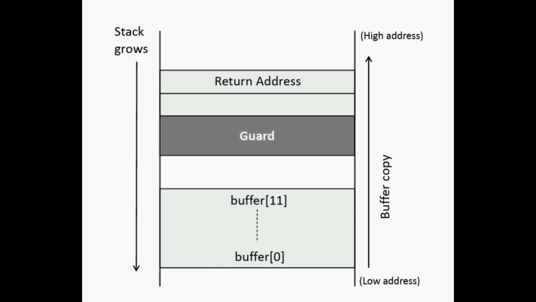Let's see how stack guard works. When the function executes, stack guard checks if the canary value, that means guard, is intact before returning. If a buffer overflow occurs, the canary will be overwritten and stack guard will detect the change. If the canary is modified, the program terminates execution, preventing an attacker from hijacking control flow. Stack guard mitigates attacks by detecting return address corruption before execution jumps to an attacker's payload.